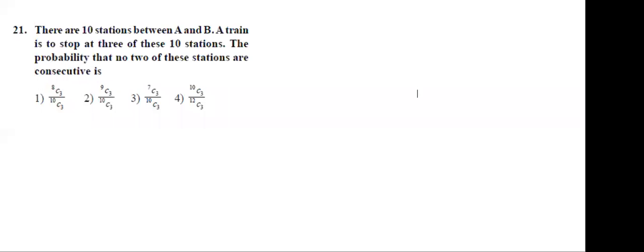There are 10 stations between A and B. A train is to stop at 3 of these stations. The probability that no 2 of these stations are consecutive. So here n(S) is very easy. There are 10 stations. Out of 10 stations, 3 stations can be selected. Those 3 stations are stopping stations.